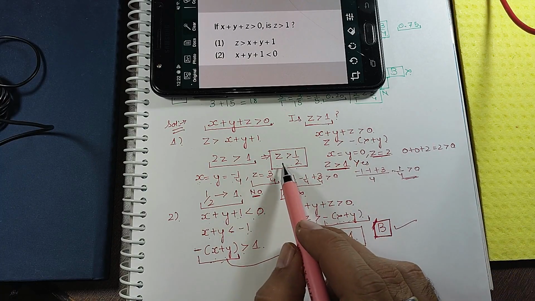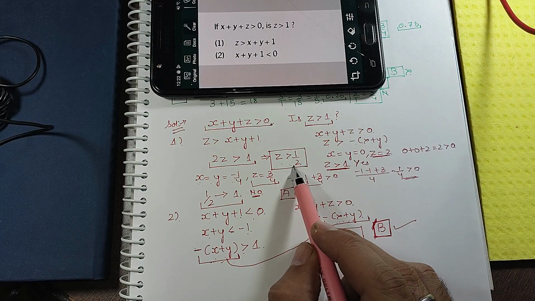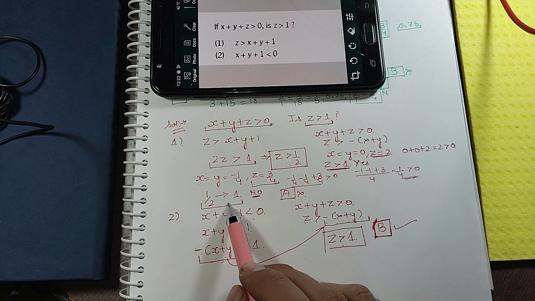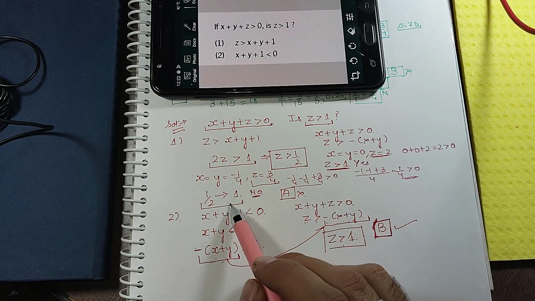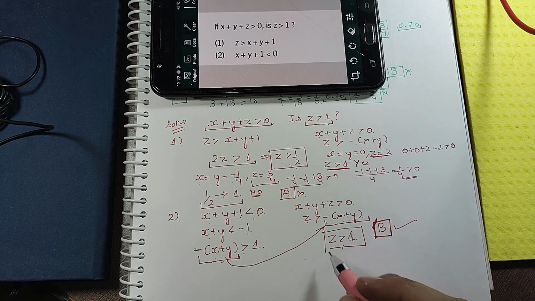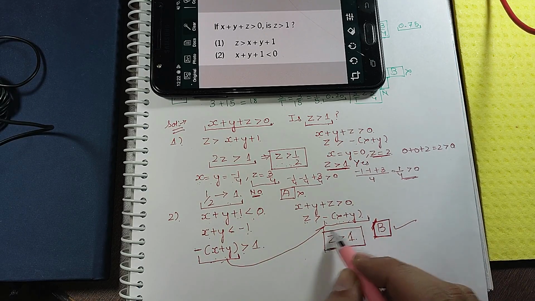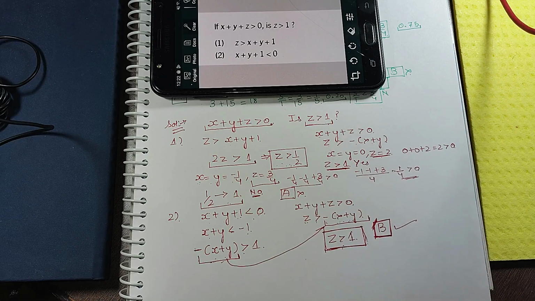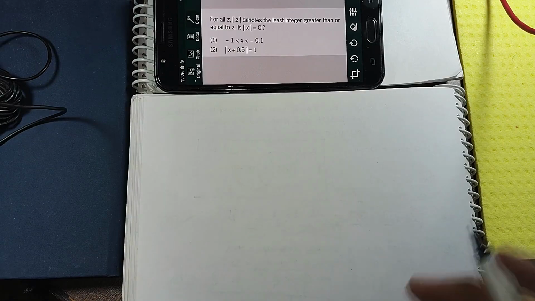But here I was getting z greater than 1 by 2. So it can have any value from 1 by 2 to 1 or greater than 1. So I am getting both the options, but here I am concretely getting the answer that z is greater than 1. So statement B alone is sufficient to answer my question.